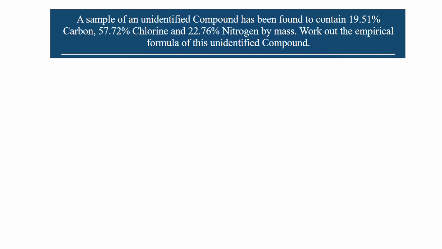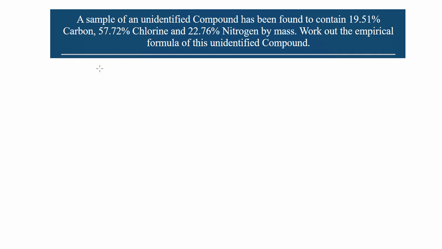Okay, so in this question, we've been presented with a sample of an unidentified compound. And we've been told that it contains a certain percentage of various elements by mass. So 19.51% carbon, 57.72% chlorine, and 22.76% nitrogen by mass, right? And we've been asked to work out the empirical formula of this unidentified compound. So how would we go about doing this?